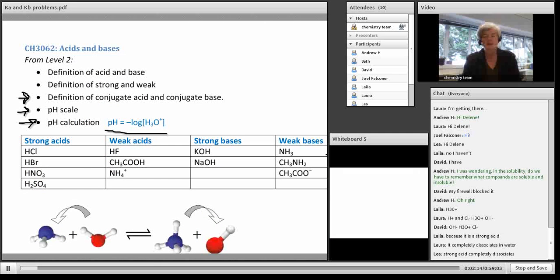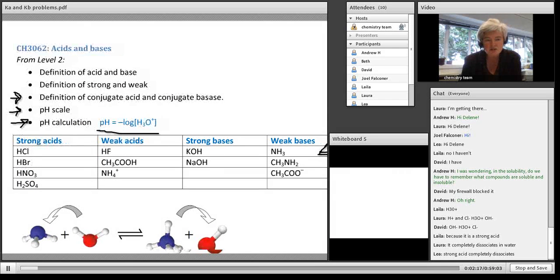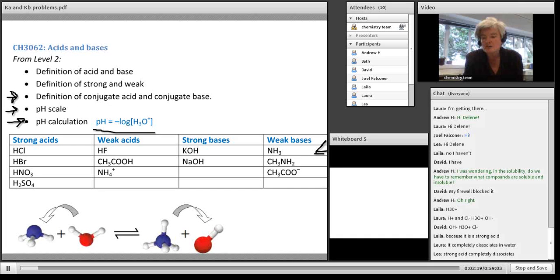Right. Okay. This is what you need to know off by heart for the exams. It is given in the assessment specifications or in the exam specifications. You have to know that the strong acids are HCl, HBr, nitric acid, and sulfuric acid. Those you won't be told are strong, you're expected to know that they are strong. Similarly for strong bases, they won't tell you that KOH or NaOH are strong, they expect you to know it.